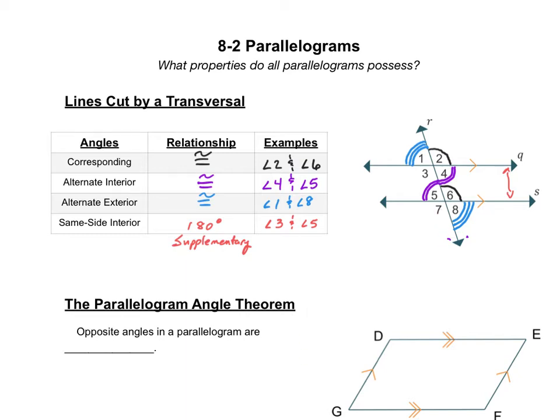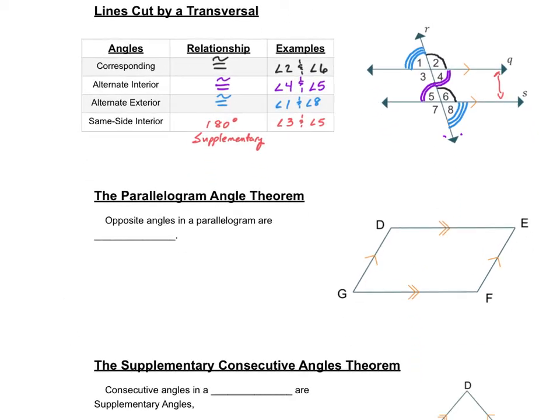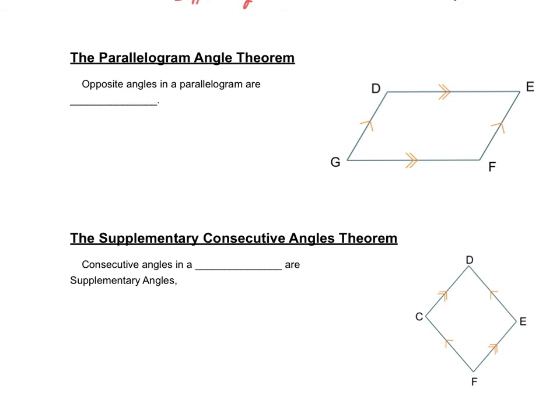As we look at the parallelogram angle theorem, theorems are things that we can prove. We can say that opposite angles of a parallelogram are going to be congruent. I'm just going to use the symbol for congruency. As we look at this parallelogram DEFG, angle G is congruent to angle E because they are opposite of each other, and angle D is congruent to angle F. That is my parallelogram angle theorem: opposite angles in a parallelogram will be congruent.